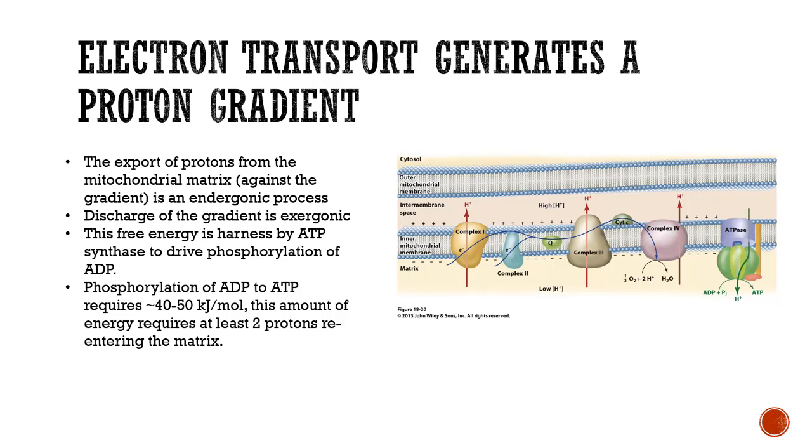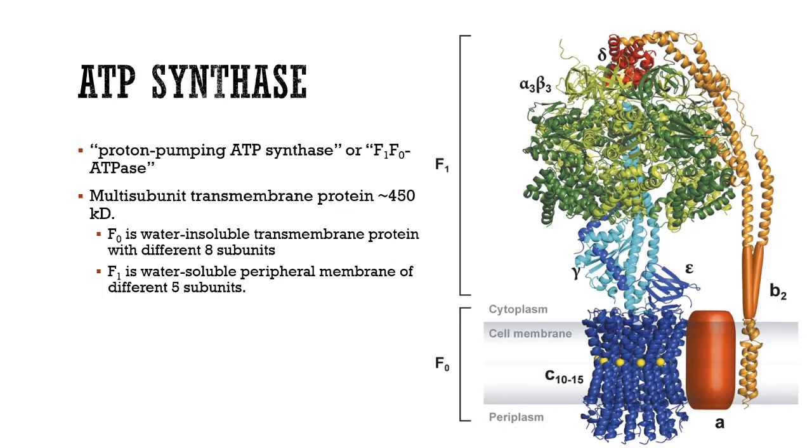The phosphorylation of ADP to ATP requires approximately 40 to 50 kilojoules per mole. This amount of energy requires the energy released by at least 2 protons re-entering the matrix per molecule. The enzyme complex that governs this process is called ATP synthetase. It is a multi-subunit transmembrane protein that is around 450 kilodaltons in size.